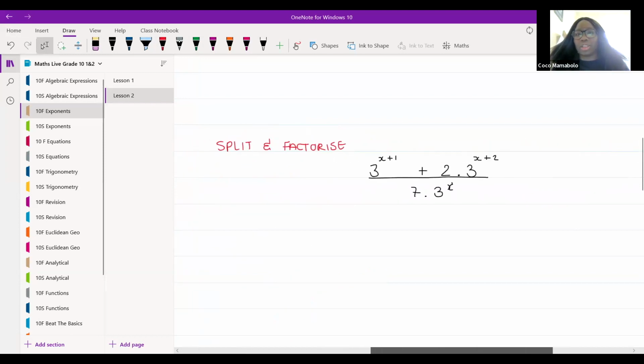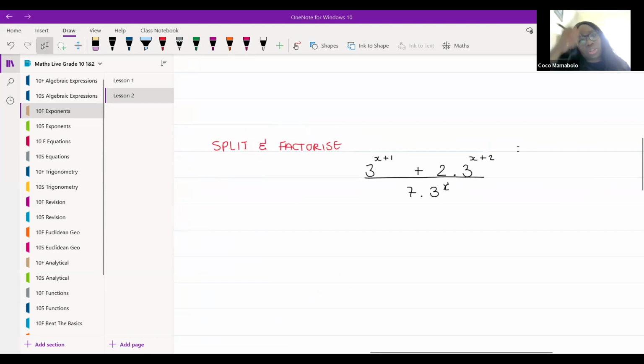All right, let's look at this question over here. Kat, I'm going to ask you again. Can I cancel top to bottom in this particular question? No. Why not? Because there's an addition sign in the middle. Beautiful.